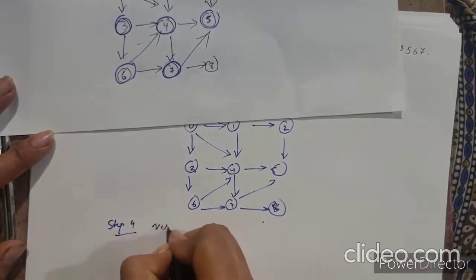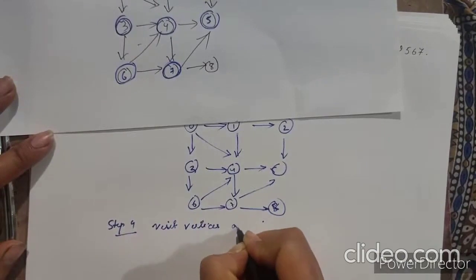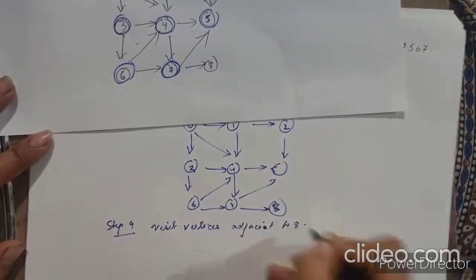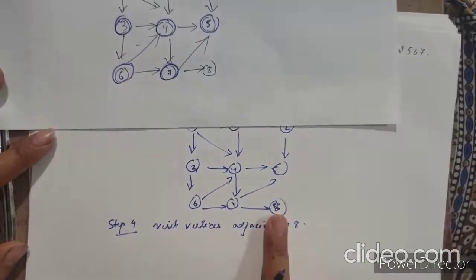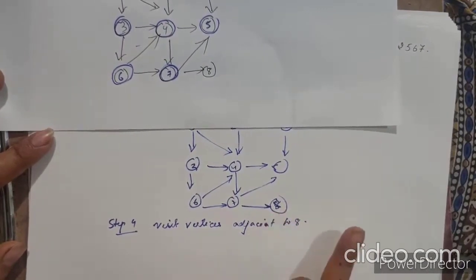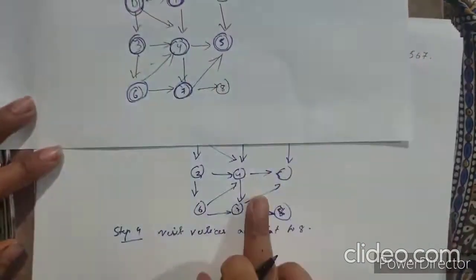Visit vertices adjacent to 8, but there is no vertex here. You can see that there is no vertex adjacent to 8, so our procedure stops. So this was the traversal when we take 0 as the starting vertex.